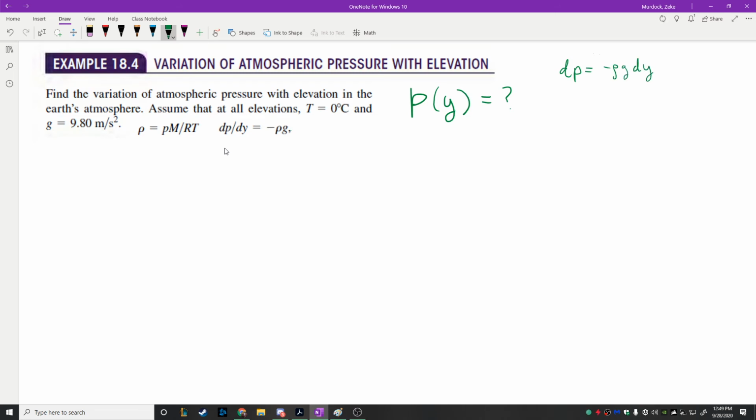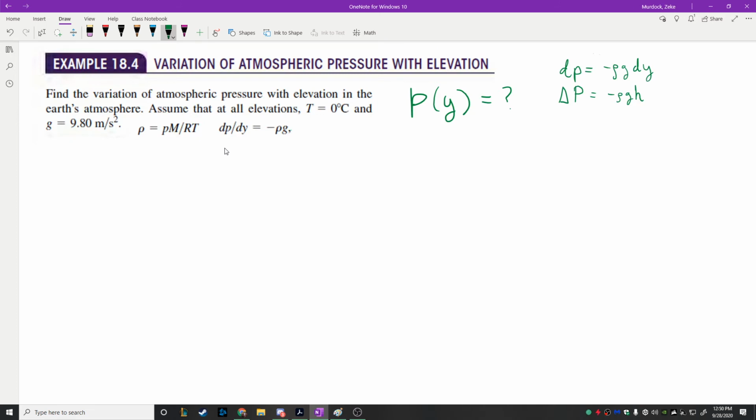And then you could say, well, what if I wanted to find just the pressure difference between 2 points? All I would need to do is write this as negative rho times g times dy, but dy would just be the change in height, which we sometimes write as h. So that's all this equation is. It's a way of rewriting the variation of pressure with depth, which is this equation right here.